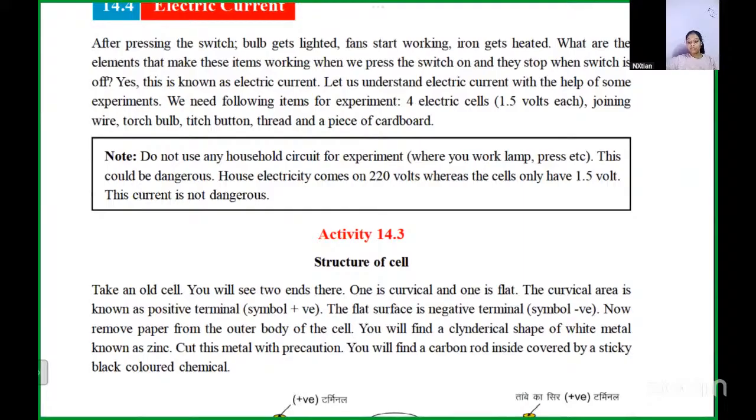Do not use any household circuit for the experiment. This could be dangerous, because house electricity comes at 220 volts, whereas the cells only have 1.5 volts. The current in a cell is not dangerous, but the current that is applied in our houses comes at a very high measure, that is 220 volts, which is a bit high.